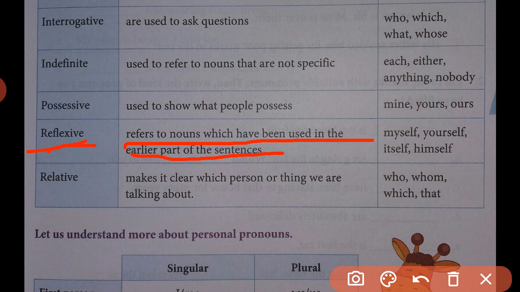See, I said an example for explaining what is reflexive, that is, I made some tea for myself. So here tea is made for oneself, that is none but me, myself.